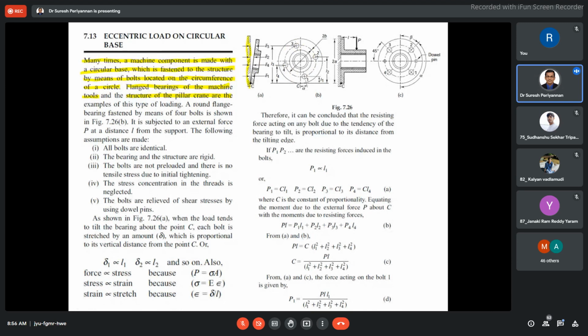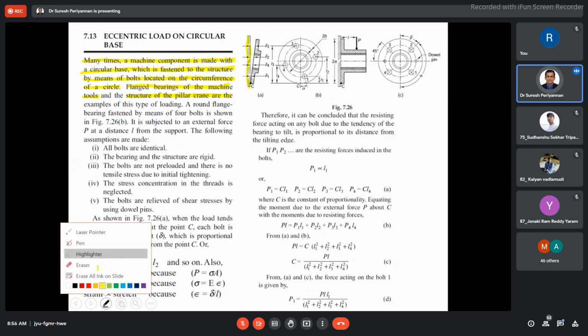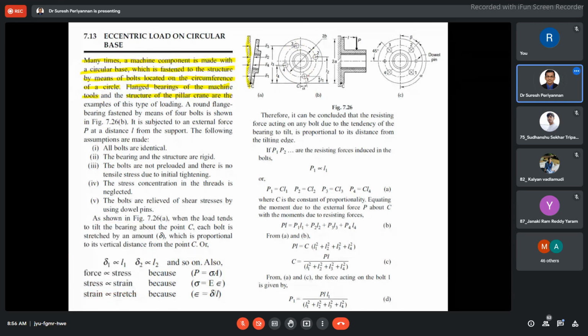The round flange bearing is fastened by means of 4 bolts. Here, how many bolts are we using in this arrangement? We are using bolt 1, bolt 2, bolt and nut 3, and bolt and nut 4. So 4 bolts have been used in this arrangement.